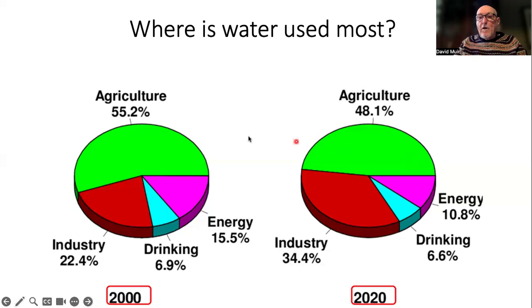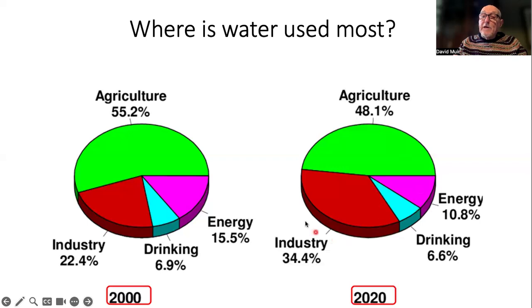You don't need to pay overly much attention to the differences between these. This is an earlier year. This is 2020. We're of course 24 years later, but we'll just use this as our basis. Say agriculture, about 48 to 50% of the water usage goes to agriculture. Energy production uses a lot of water as well, nearly 11%.